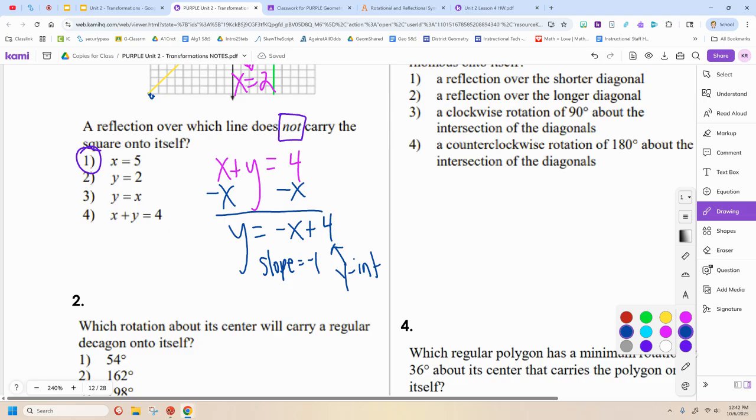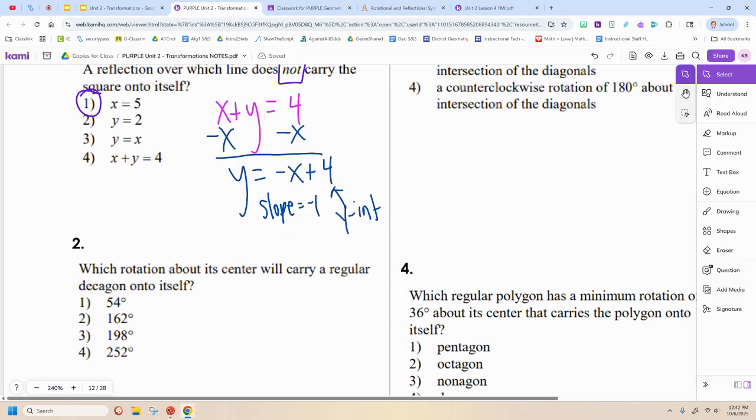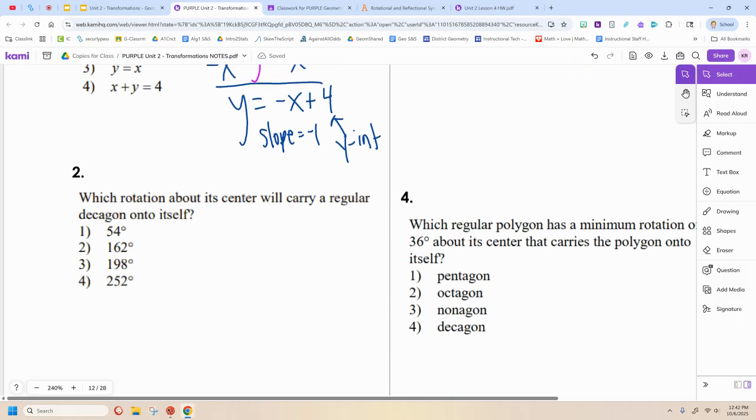But that's why we also rely on our calculator skills, because we can sometimes forget things, right? All right, let's try the second question. Are we good? Okay, it says, which rotation about its center will carry a regular decagon onto itself?